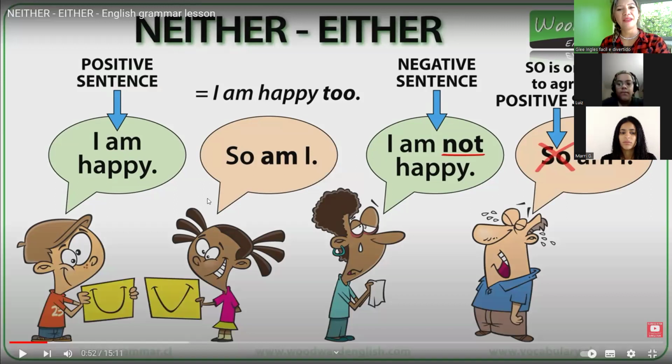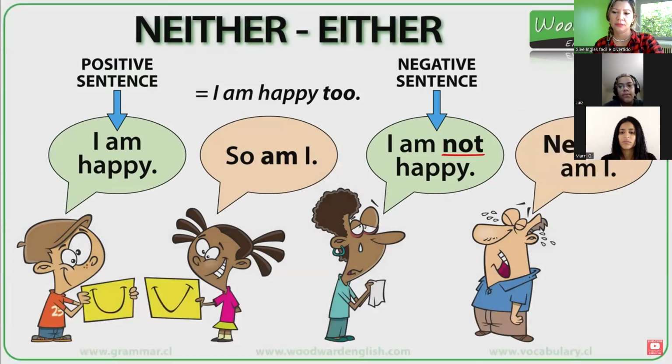Okay, you cannot say, I'm not happy today, oh, so am I. No, it's wrong. You say, neither am I. Okay? For negative sentences, we use neither am I.